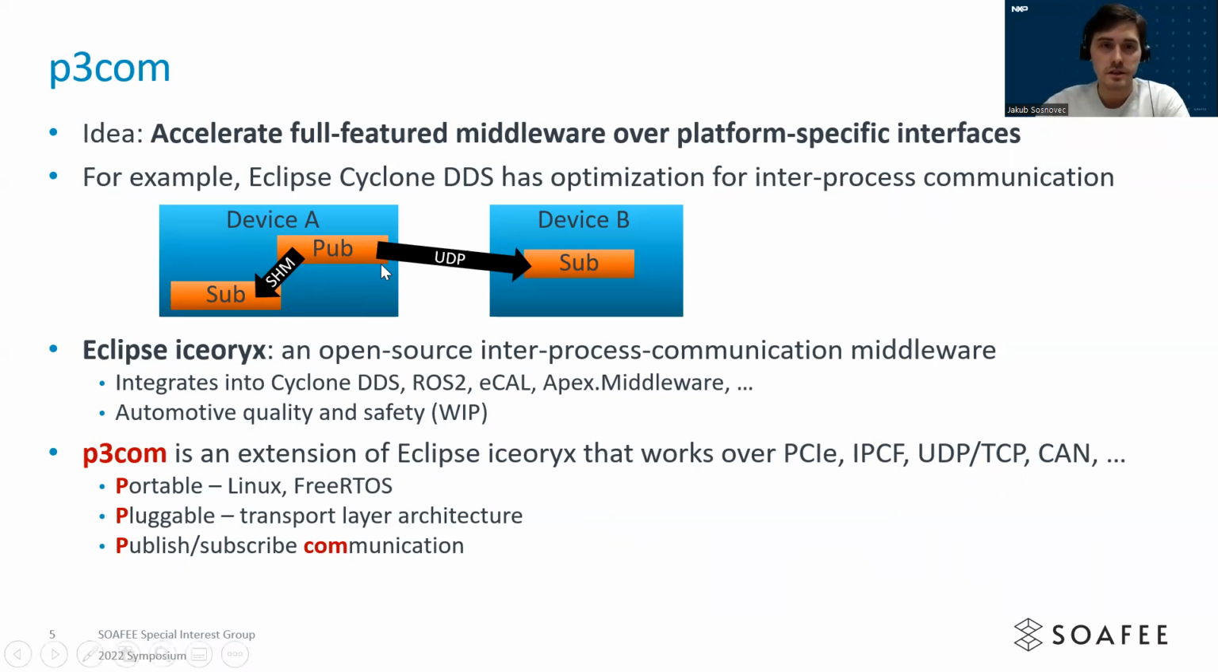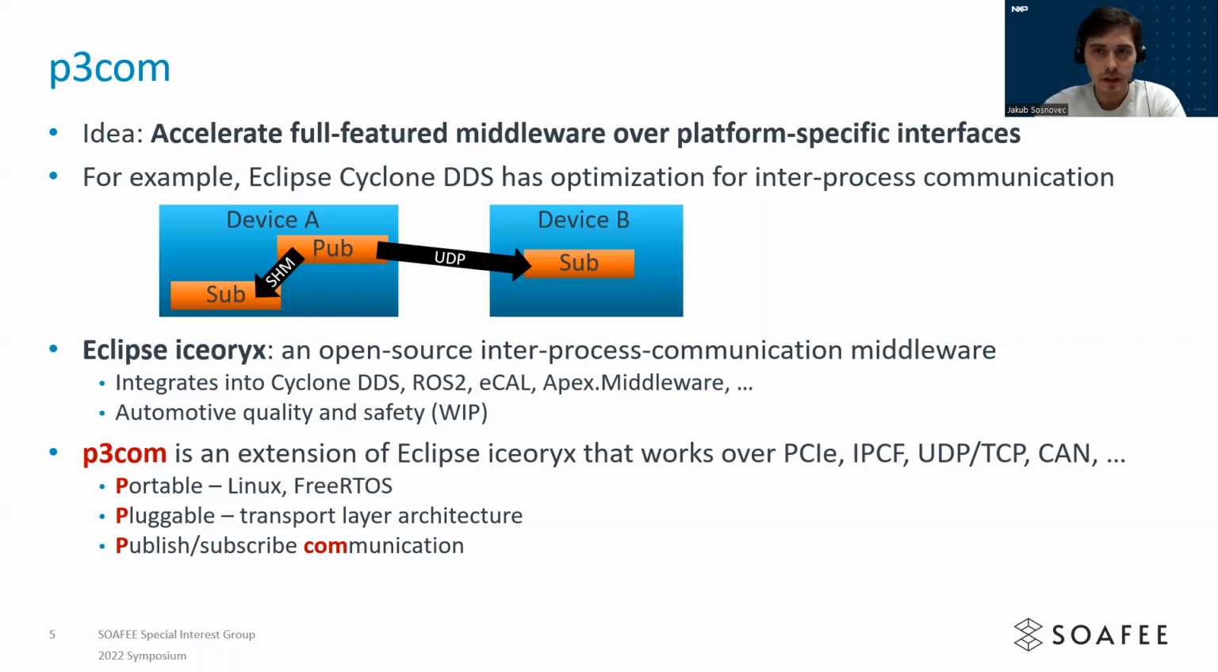So if you look at the picture here, in Cyclone DDS, if you have a publisher on one device and a matching subscriber on another device, it would by default use maybe UDP over IP to get the data from device A to device B. But if you have a matching subscriber on the same device, Cyclone DDS is actually able to avoid the overhead of the networking stack and rather use a shared memory mechanism to share data faster between the processes.